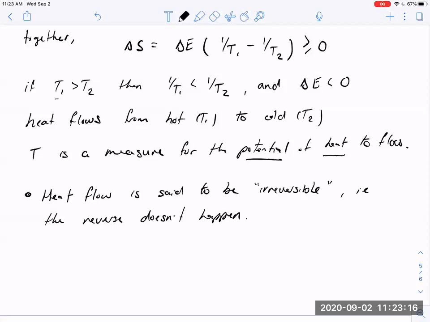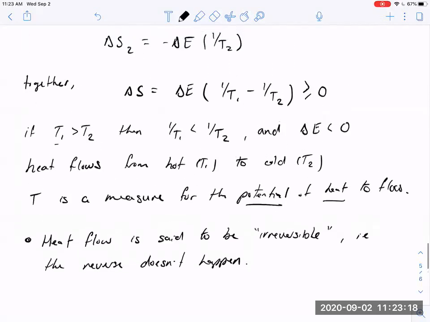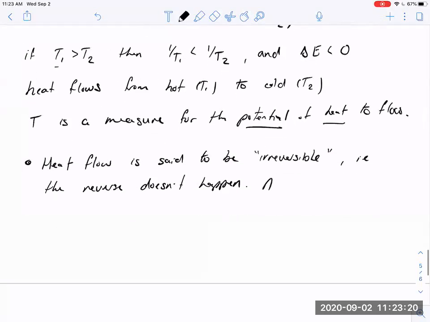That's to be contrasted with a reversible process, which has no net change in entropy. Okay, so I think, at some level, this should be all straightforward. It should make intuitive sense. Heat flows from hot to cold. That's old news.